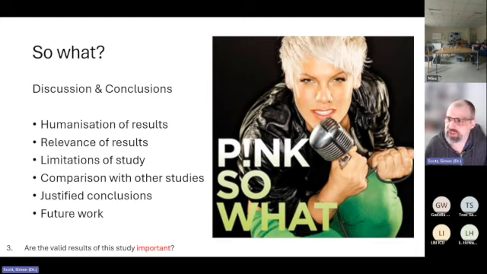How does it compare with other studies is also really important. If this is the first study to show a difference, what was wrong with all the other studies? Why didn't they? Or if this first study showed no difference, which is actually more common, what made this study special compared to the others? And are the conclusions justified?